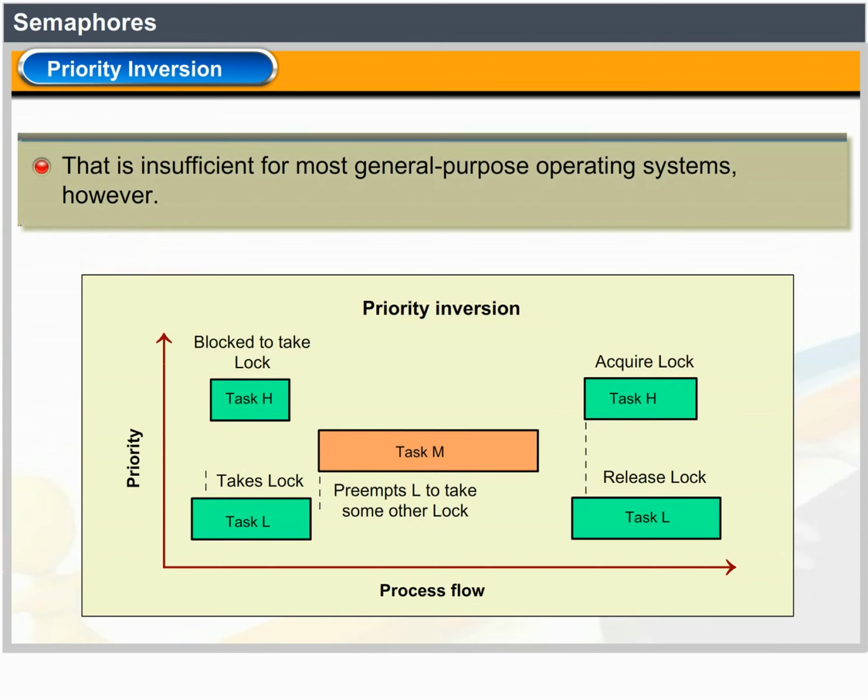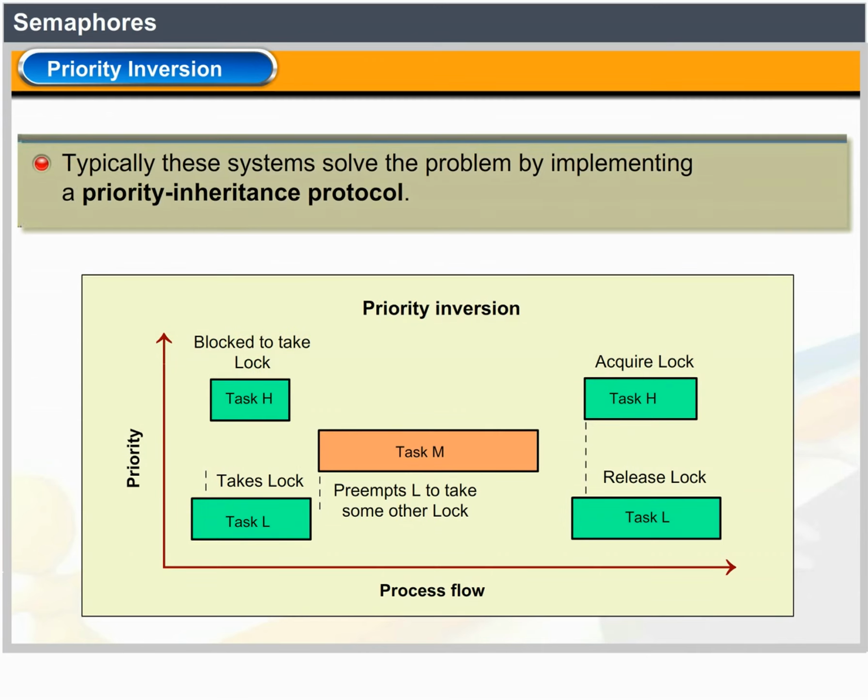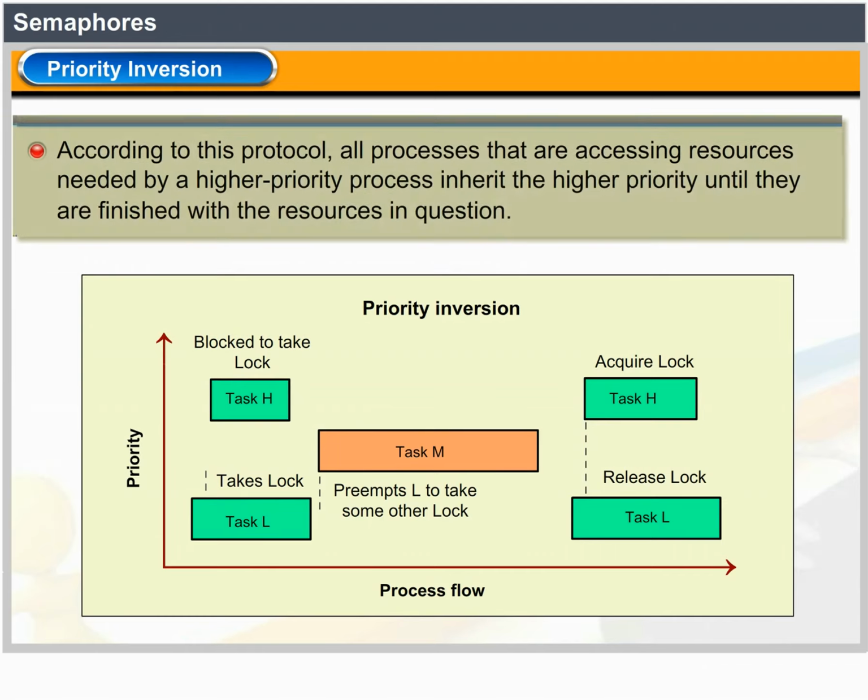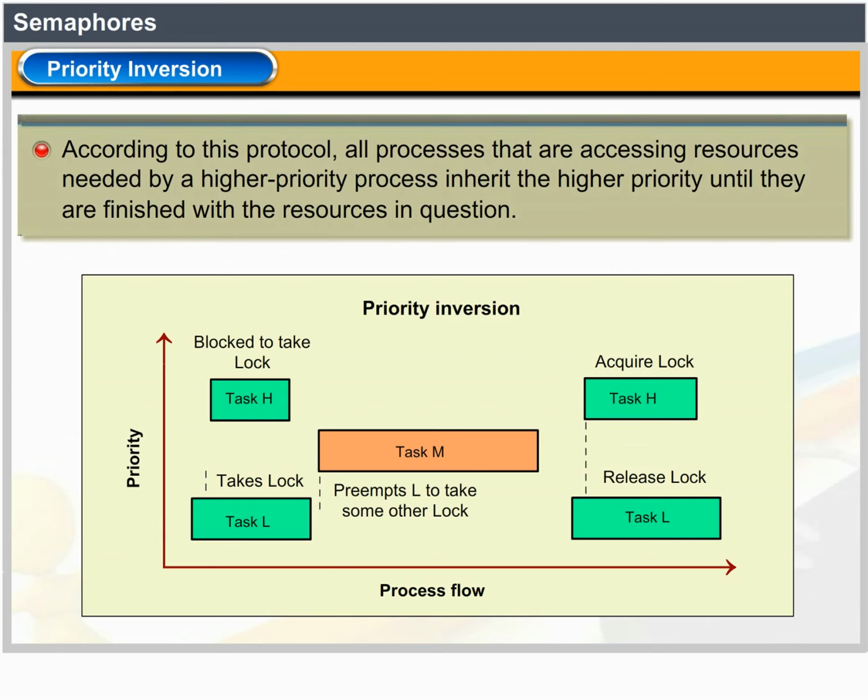Typically, these systems solve the problem by implementing a priority inheritance protocol. According to this protocol, all processes that are accessing resources needed by a higher priority process inherit the higher priority until they are finished with the resources in question. When they are finished, their priorities revert to their original values.